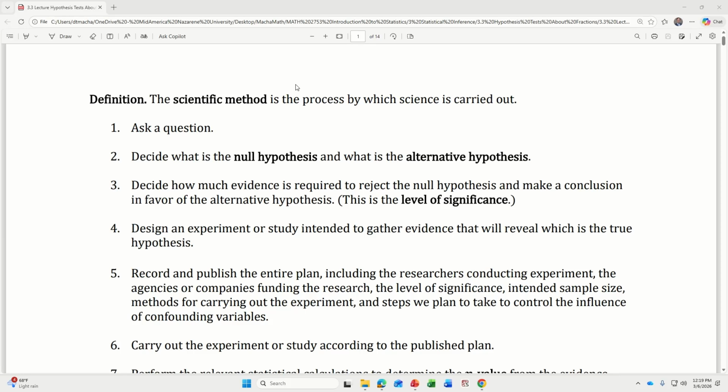The scientific method is the process by which science is carried out. And this is basically how it looks. You might find a different list if you look at a different source, but this is the general idea. Number one, as a scientist, you ask a question.